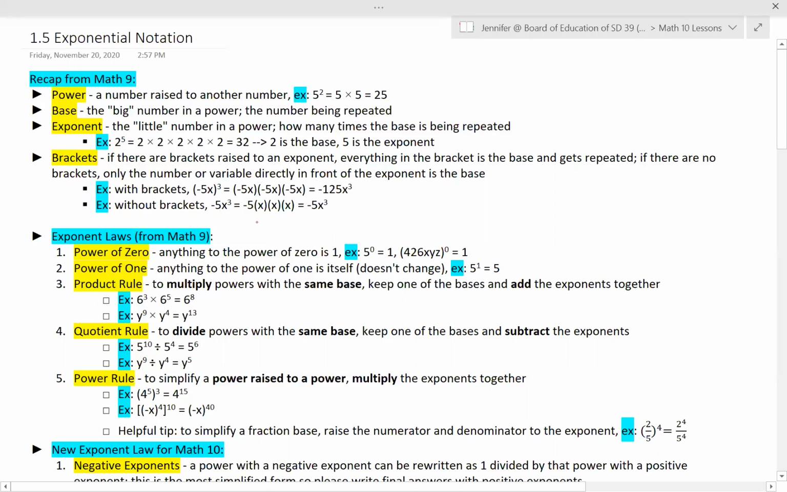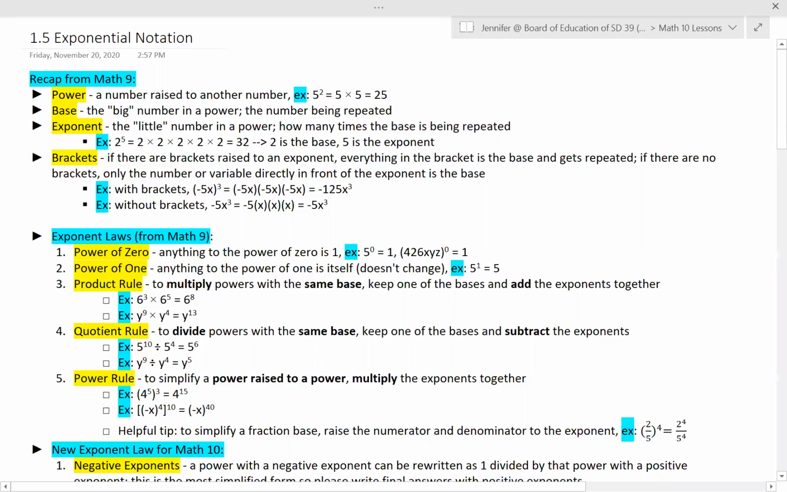In Math 9, you would have learned a bunch of different exponent laws about how to simplify powers, and we're going to review those, and then we'll have one new exponent law. Anything to the power of 0 is just 1. So that's a simple one to remember. It doesn't matter what the base is. If it's to the power of 0, it just gives you 1.